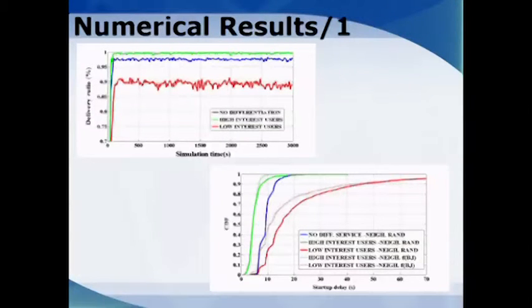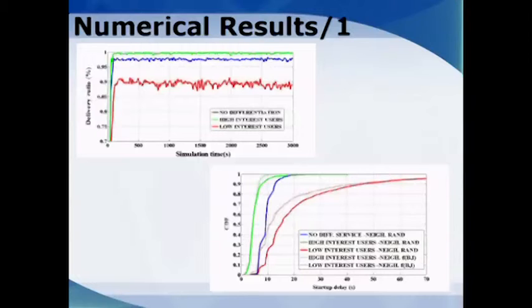Now I show you some results. In the first graph, you can see the delivery ratio, which is an indication of received video quality. As you can see, the delivery ratio of high-interest users, the green line, is greater than the delivery ratio of low-interest users, the red line. But it is also higher than the delivery ratio experienced by the users of the original peer-to-peer system.